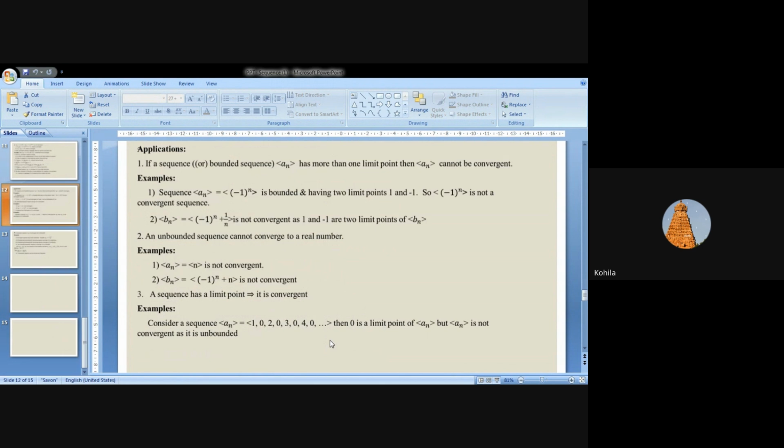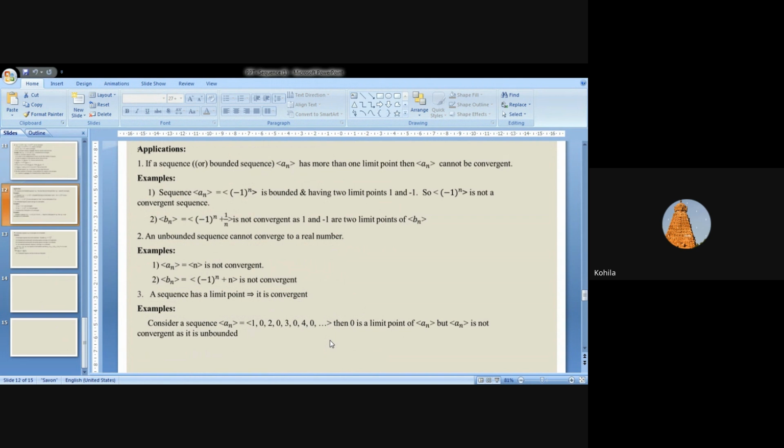Next, an application. If a sequence, it may be a bounded sequence, has more than 1 limit point, then it cannot be convergent. Just now I said, if it has more than 1 limit point, obviously we can say the given sequence cannot be convergent. You can answer immediately. Check the limit point, through the ratio test. If the limit point comes more than 1, we can be strong that the given sequence is not convergent.